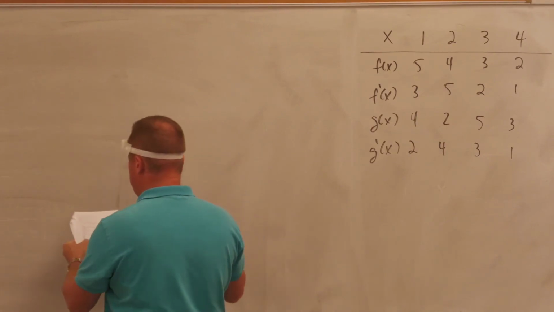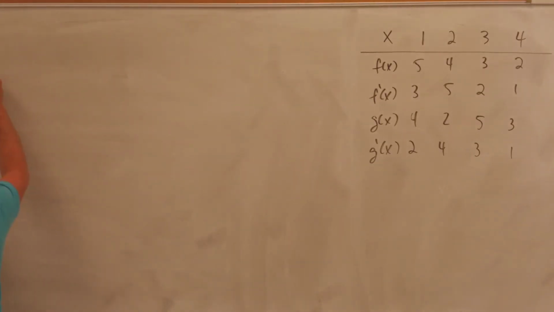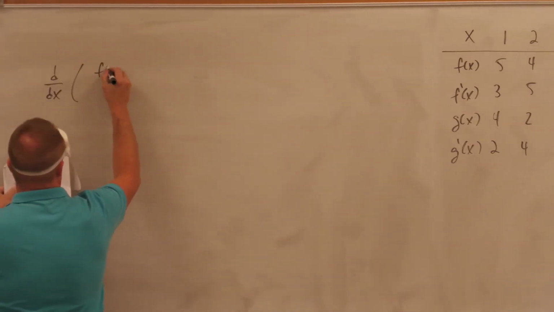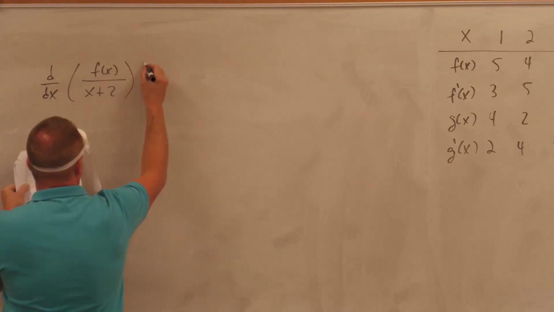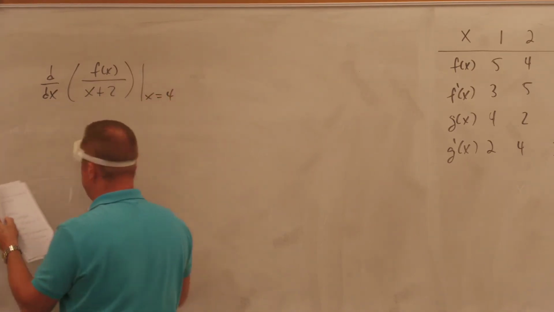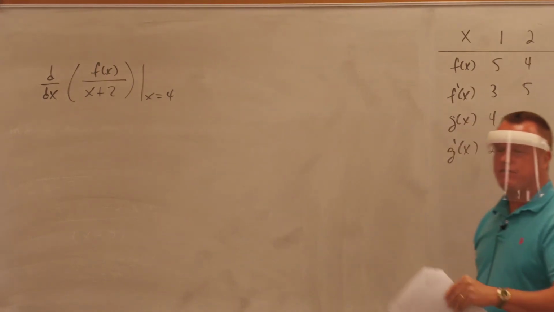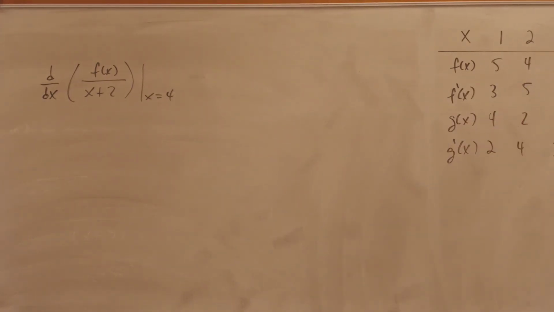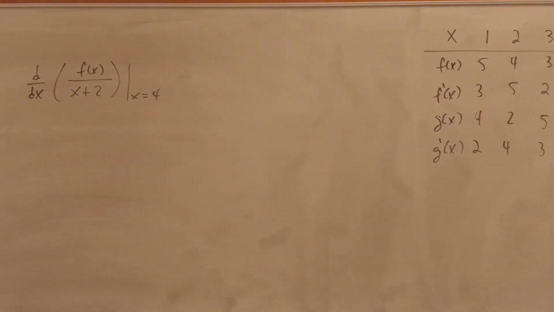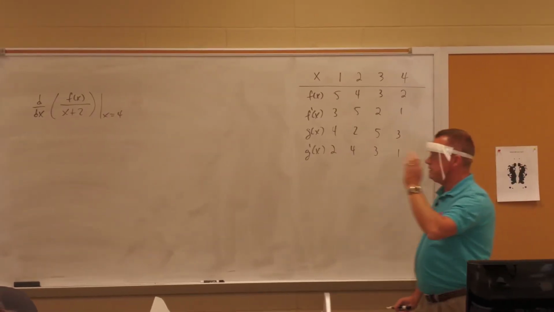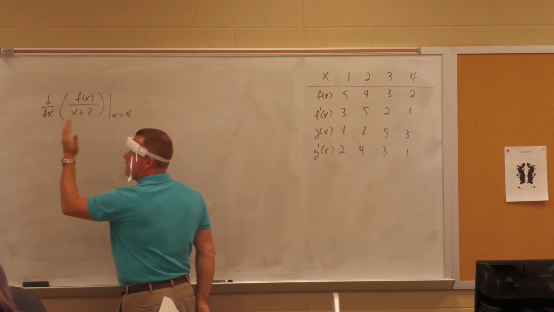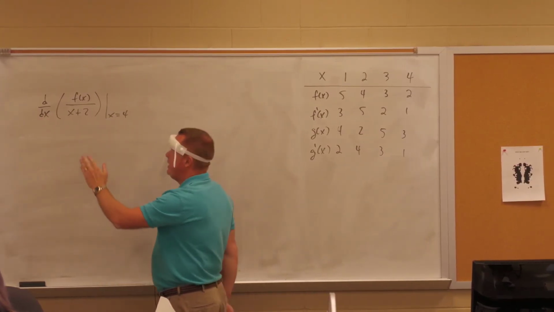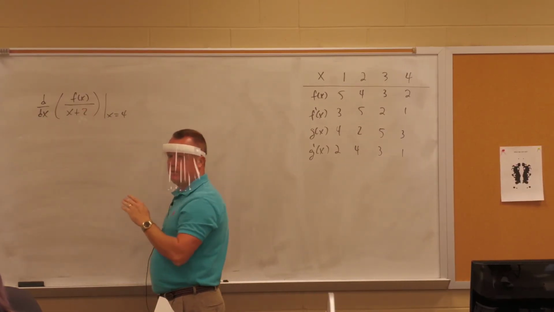So let's say that we want to know the derivative with respect to x of f of x divided by x plus 2. Then they're using this notation here, which is fine. We want to know when x is 4, okay? So again, the notation here, d dx, means you're taking the derivative with respect to x of that, all right?